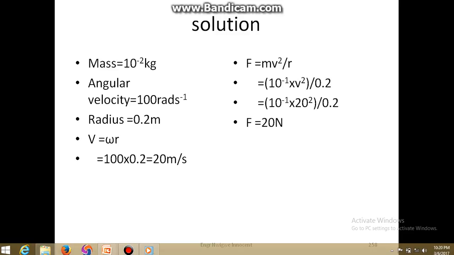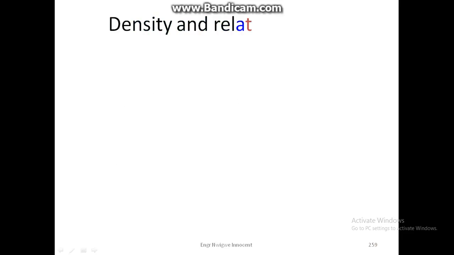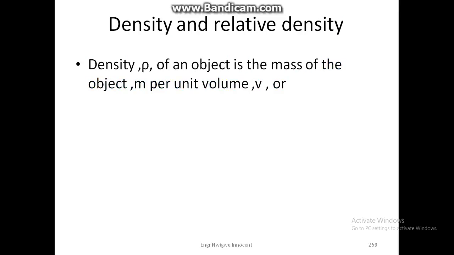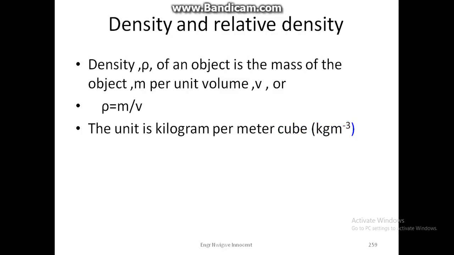Density and relative density. Density rho of an object is the mass of the object m per unit volume v, or rho equals mass m over volume v. The unit is kilogram per cubic meter, that is kg per meter cube.